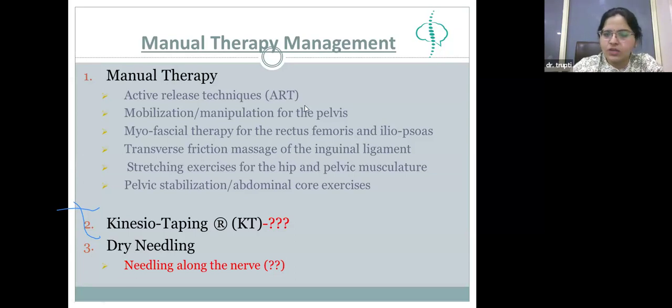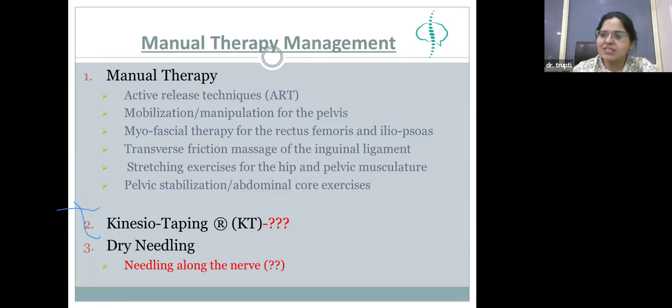So you can do active release techniques, mobilization, manipulation for the pelvis, and myofascial therapy. The muscles that are most hypotonic in this case are the iliopsoas and rectus femoris. You can do a release of these muscles. Transverse friction massage of the inguinal ligament, because even this will be taut. Here again, we are going for soft tissue. Then you can give the patient some stretching exercises for the pelvis and hip, pelvic stabilization and abdominal core exercises.